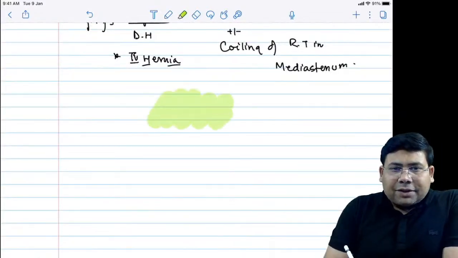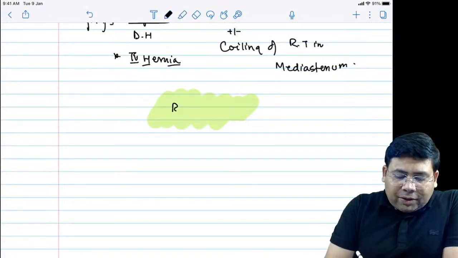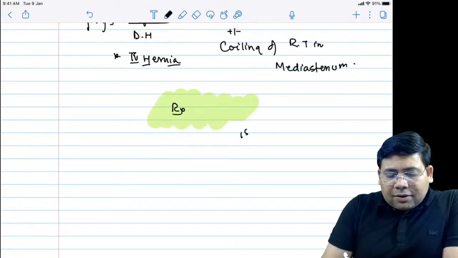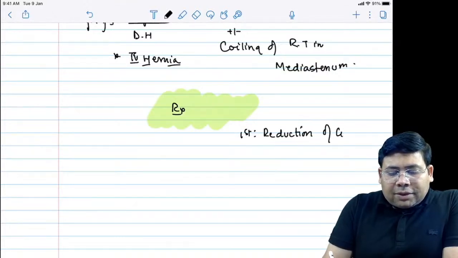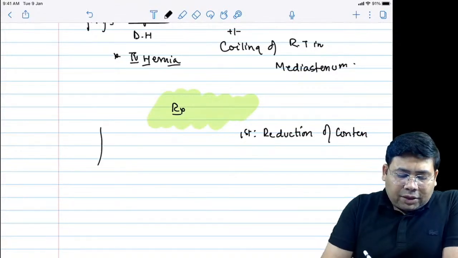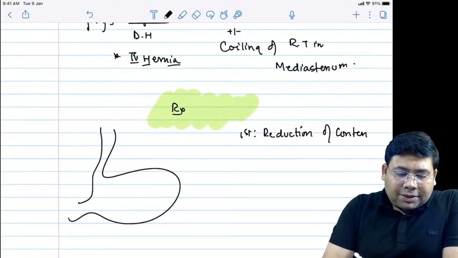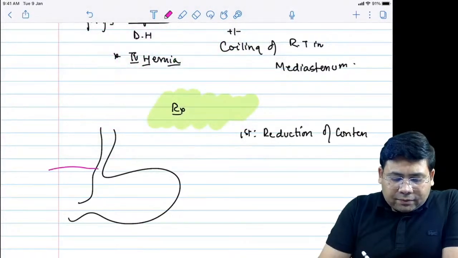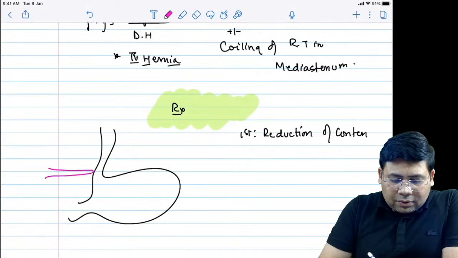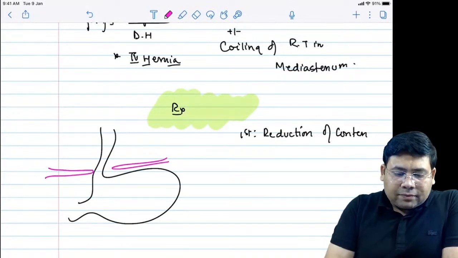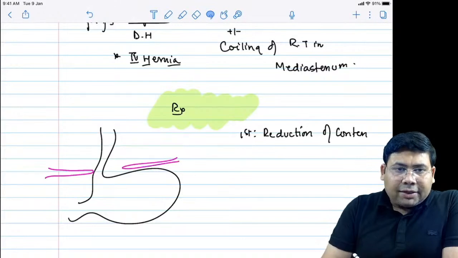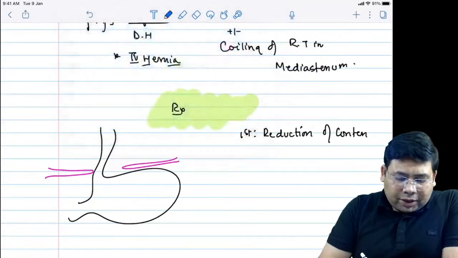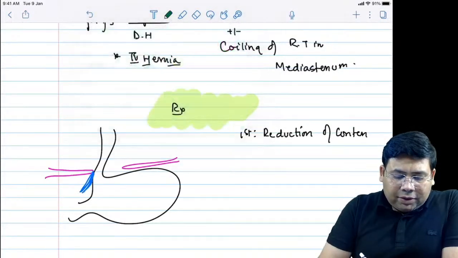Let us quickly discuss the treatment, since we have discussed so much. Let's say you know the treatment. The first is reduction of content. We have reduced the content, that is point number one. The second is, this is the diaphragm, and this is the hiatus. From this you are getting the right crus of the diaphragm, and here you are having the left crus of the diaphragm.